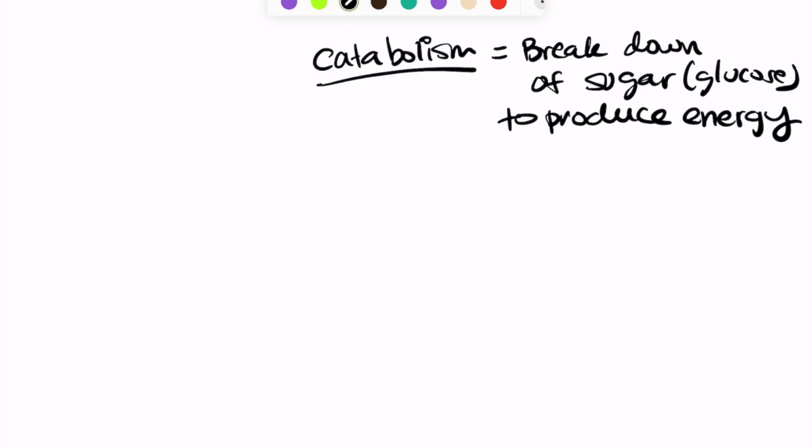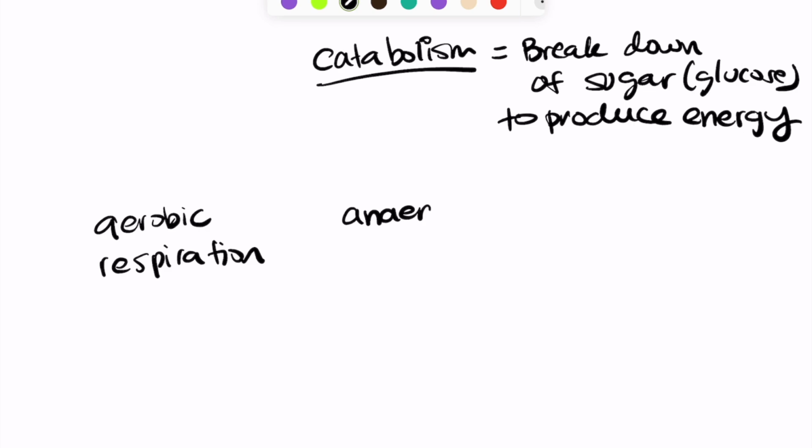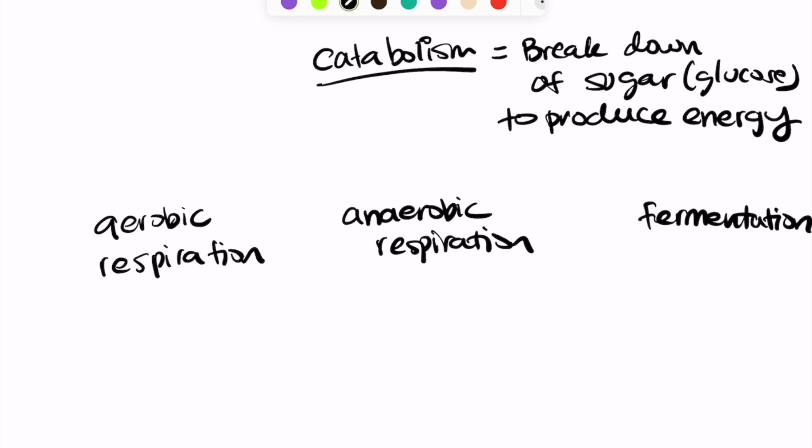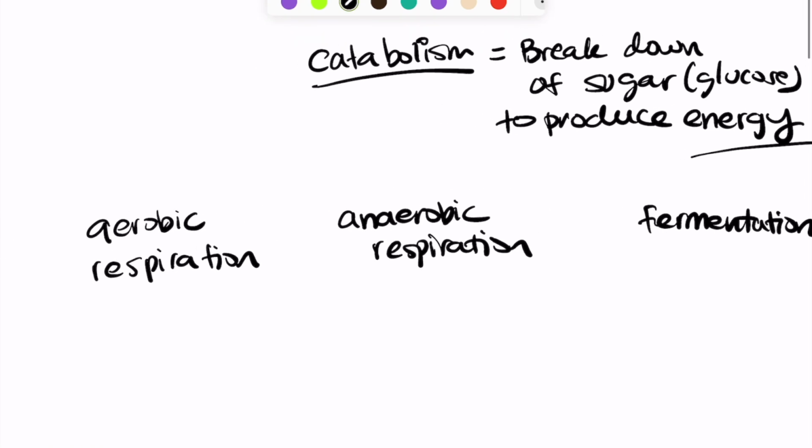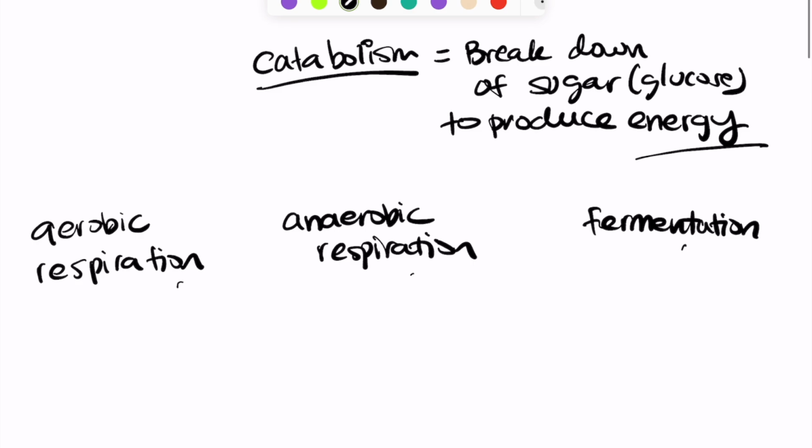There's 3 types of catabolism that we talked about that are in microbes. The first one we talked about was aerobic respiration. The other type that we talked about was anaerobic respiration. And then the last one was fermentation. So these are 3 different ways that we do catabolism, so how we produce energy in each of these 3 pathways.